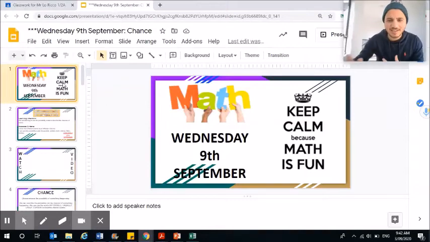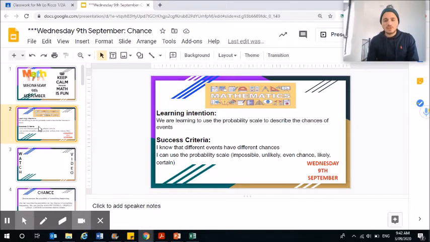Good morning, everybody. Today is Wednesday, the 9th of September, and our learning intention is that we are learning to use the probability scale to describe the chances of events. We're going to talk a bit more about that probability scale today. To be successful, I know that different events have different chances. I can use the probability scale, which is impossible, unlikely, even chance, likely, and certain.